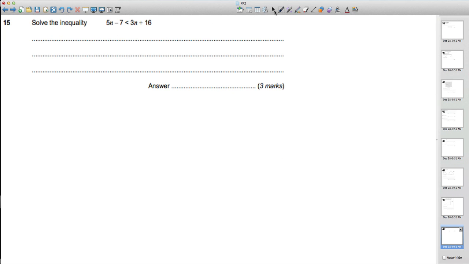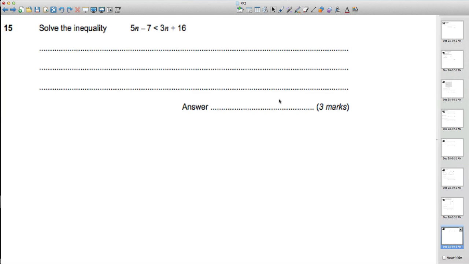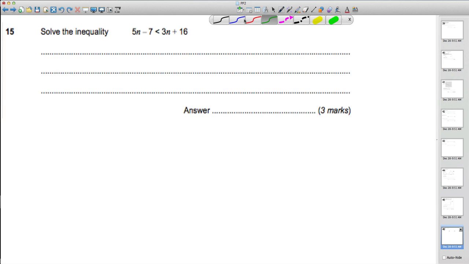Okay, solve the following inequality. Remember, just treat inequalities like equal signs. Do the same thing as you would normally. Let's add 7 to both sides to remove that, subtract 7. So you get 5n is less than 3n plus 23.